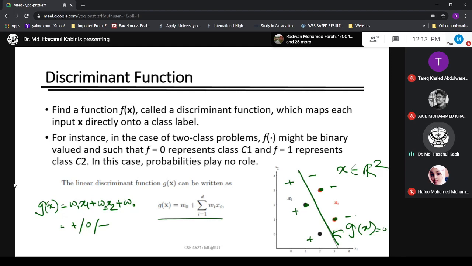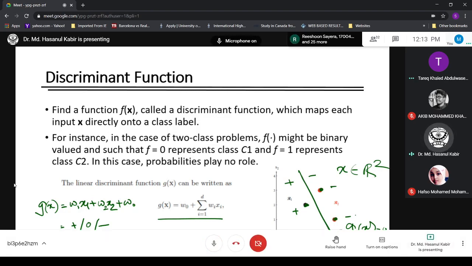So have we computed any sort of probabilistic values here? Yes or no? Did we compute any sort of probabilistic value for this discriminant function? No, sir. No, we haven't, right?